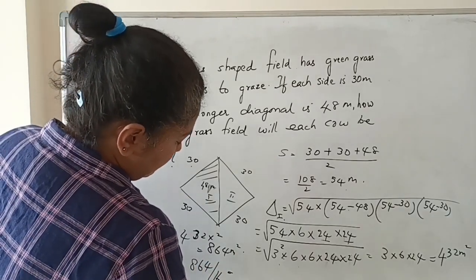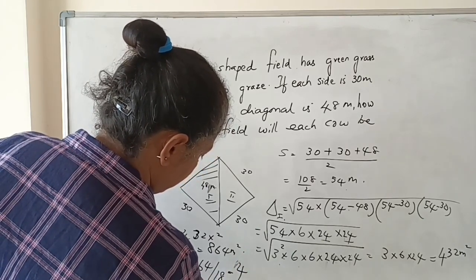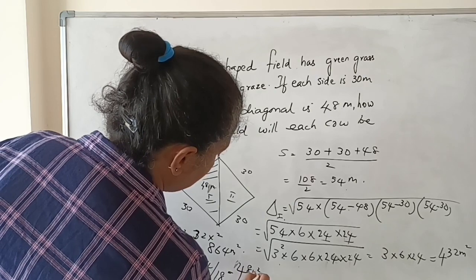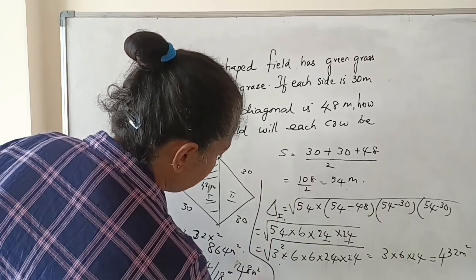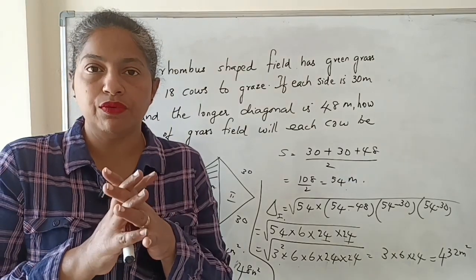So I will get the value as 48 meters square. Okay. So what did we actually do in this sum?